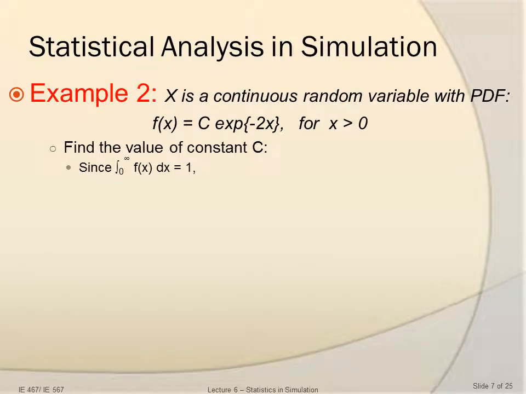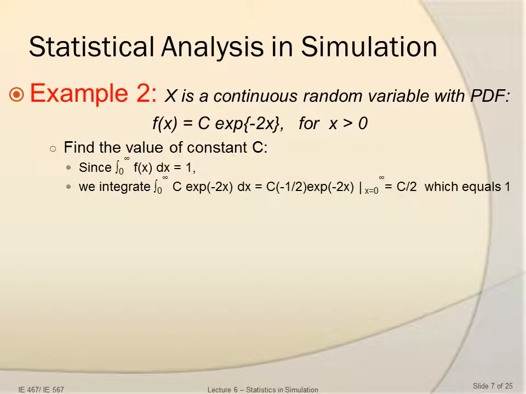To find the value of constant c, notice that it's true for any density function that when we integrate it over the entire real line, we'll get 1. But this function is defined for x more than 0, so we only need to integrate from 0 to infinity. So using this, we integrate and we plug in our value of f of x, and that leads us to c over 2, which equals 1. And so we use this equation, c over 2 equals 1, to find that c equals 2.